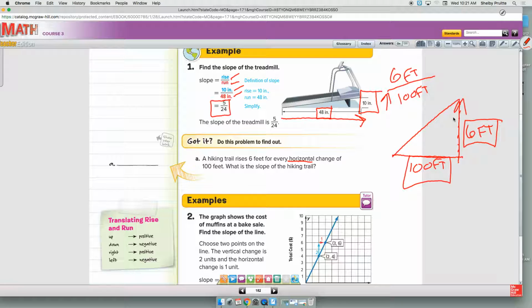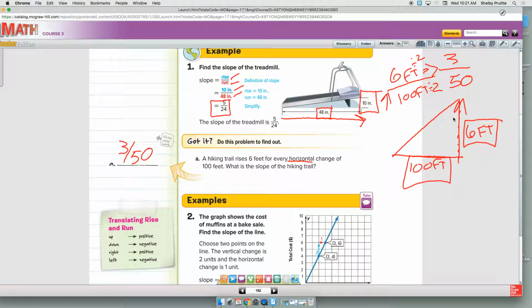Now, if we want to simplify this, which we absolutely should, because that's just what we do, these are easy to simplify. 6 and 100 can both be divided by 2. Divided by 2 on top, I get 3. Divided by 2 on the bottom, I get 50. So the slope for this one is 3 over 50. That was rise over run.